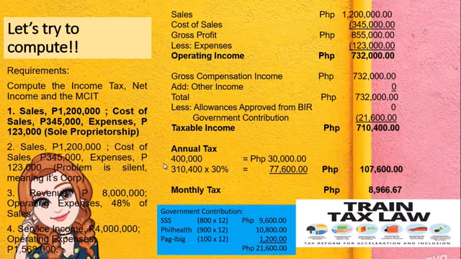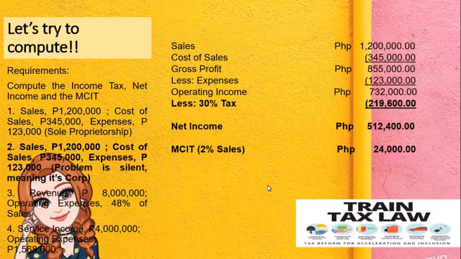So, now, the result is the annual tax. So, you need to divide it by 12 in order to get the monthly tax of 8,966.67. Okay? So, let's be ready for the number 2 example.